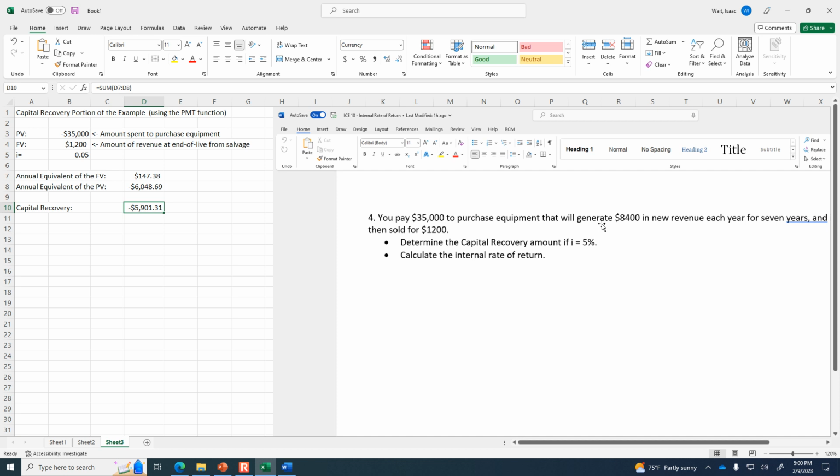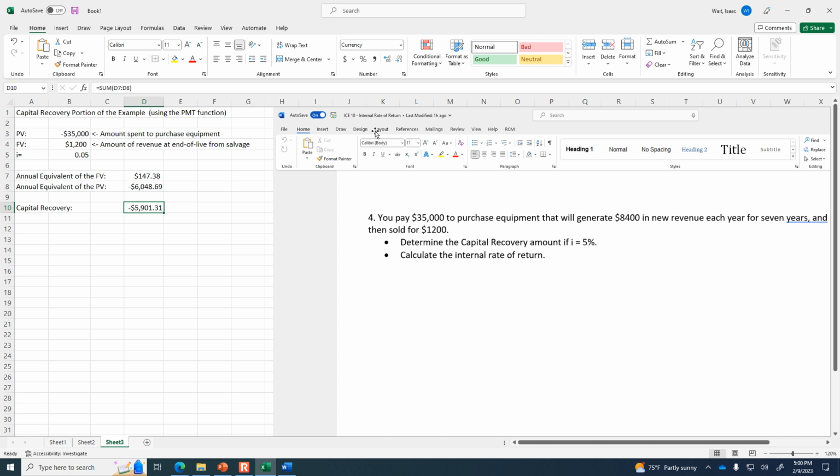Jace, do you have a question? Can you explain what the 147 is again? Yeah, that is the annual value of the salvage. So either $1,200 at year 7 or 7 equal payments of 147. Okay. So either way, you have to annualize the future value and the present value when doing capital recovery. Yep. The PMT function is find A. Gotcha.